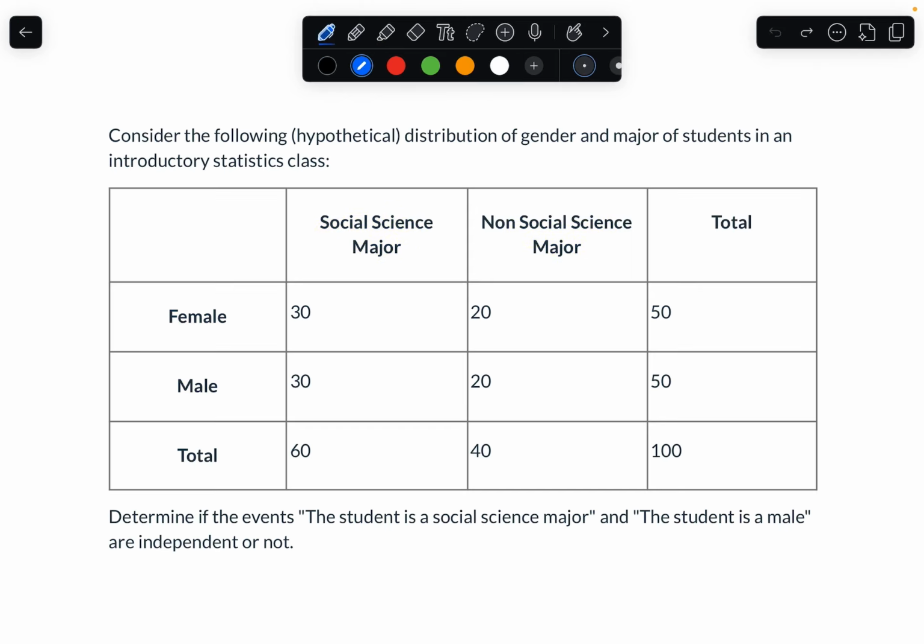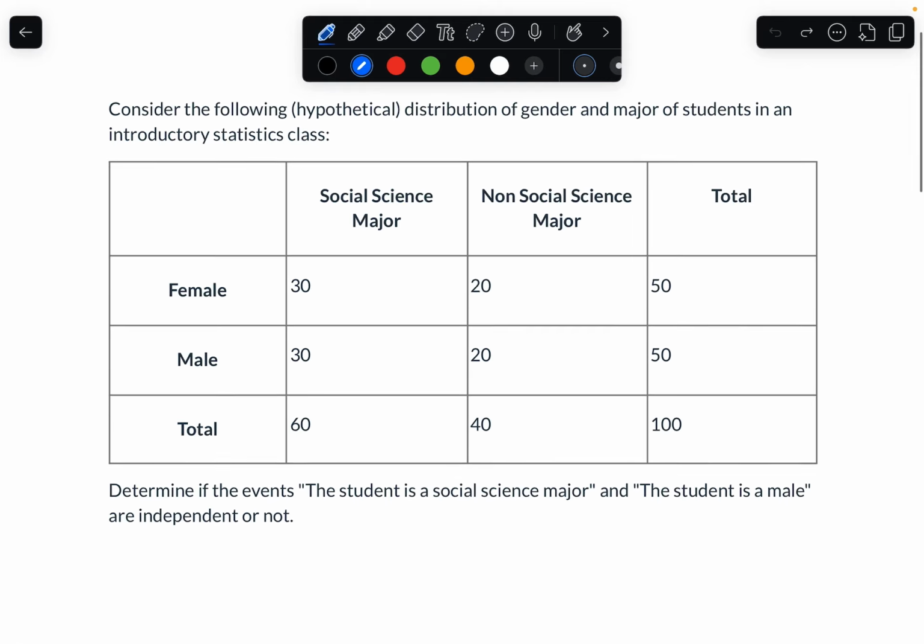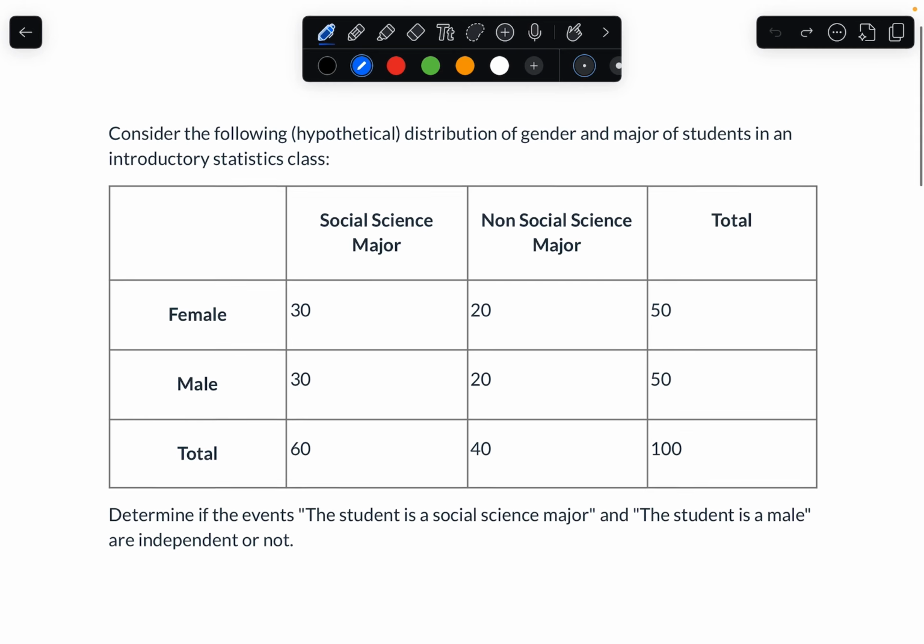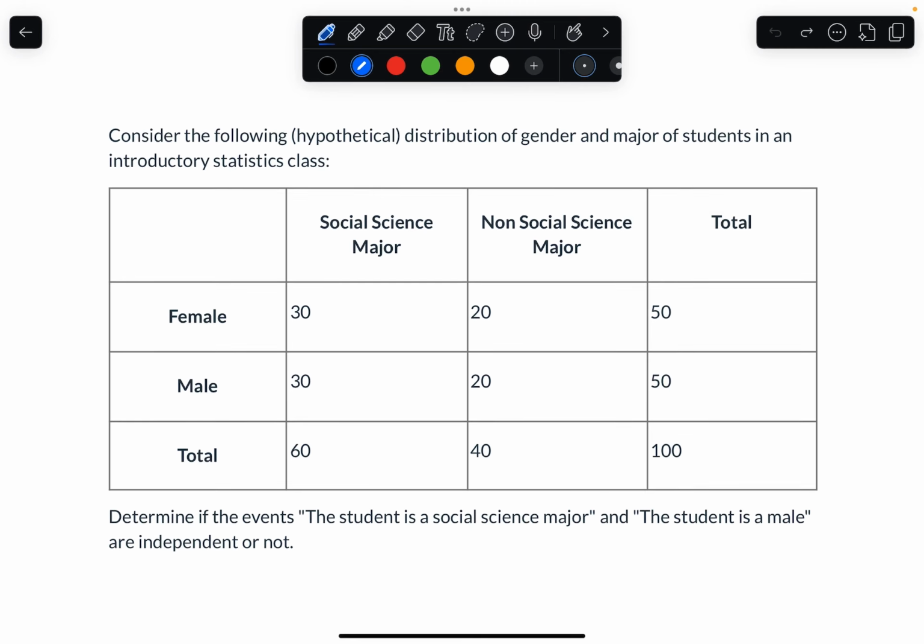And it's kind of an interesting distribution, one that's very strange. We wouldn't probably see this in real life, but we have this very symmetric distribution. And I want to determine whether the events the student is a social science major and the student is male, if those events are independent or not.